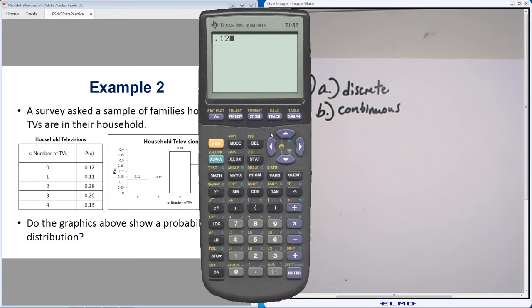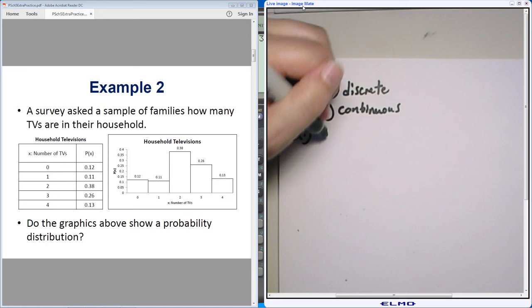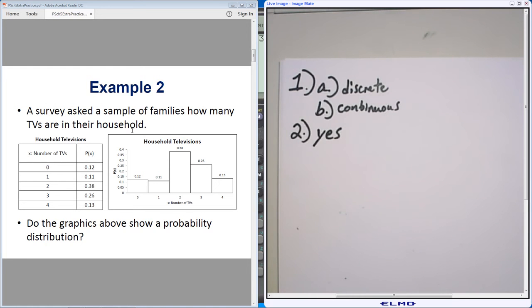Well, let's double check that. We just add them all together. Don't forget the decimals. And it does add up to 1. Okay, so the answer is yes. These are both probability distributions. And they can be shown either way, in the table or the histogram. That's why they're both included on this slide.